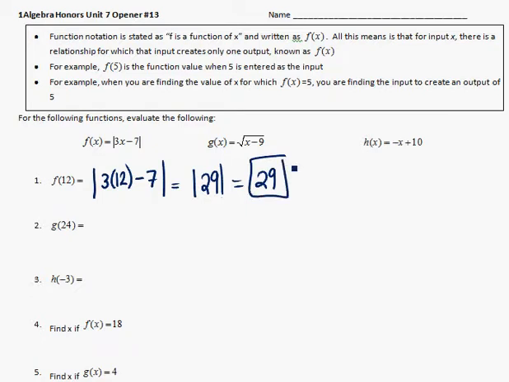Because f of x is a function, that means for each input there should be only one unique output. So when we substitute in 12 for x, as long as f of x is a function, we should only get one answer for our output. Sometimes when you're given the output and you're asked to solve for the input, you might get more than one solution, but whenever you're given the input, you should only get one unique output.